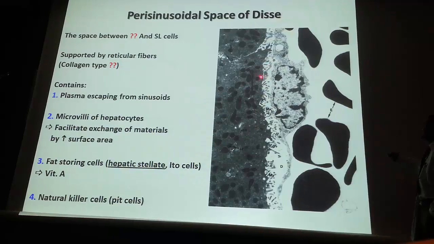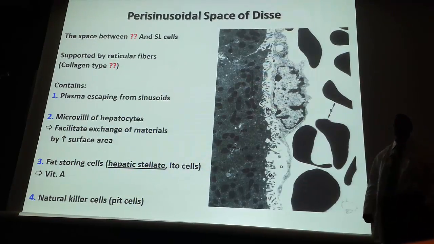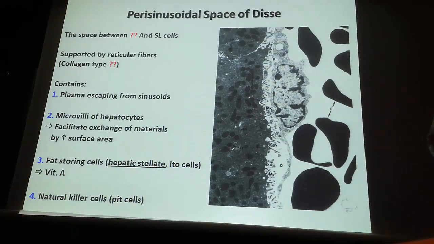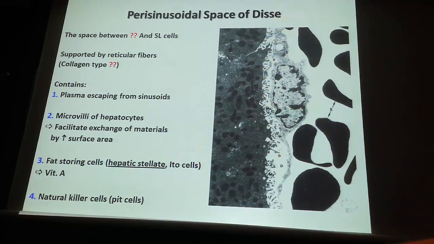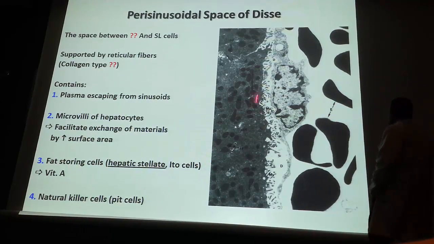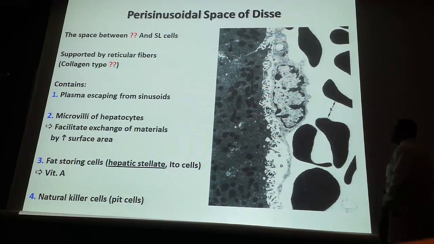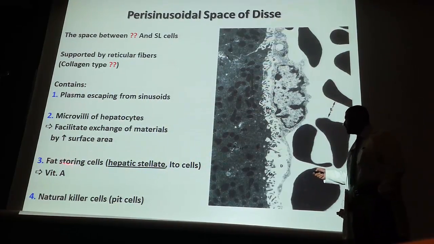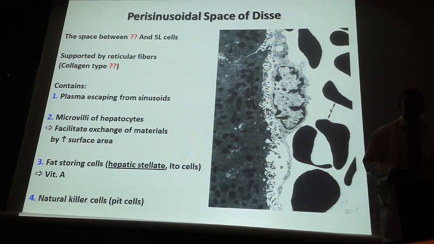They discovered that there are some very small cells in the space of Disse. What's the story of these cells? A Japanese scientist first discovered them and he called them by his name, Ito cells. So Ito is the name of a Japanese scientist. Ito called these cells Ito cells. And later on they discovered that they carry the function of storing fats.